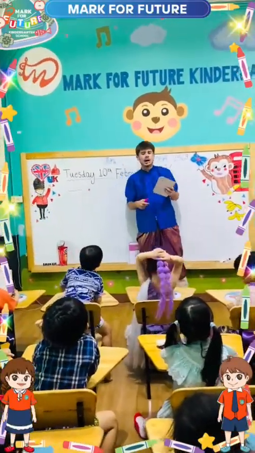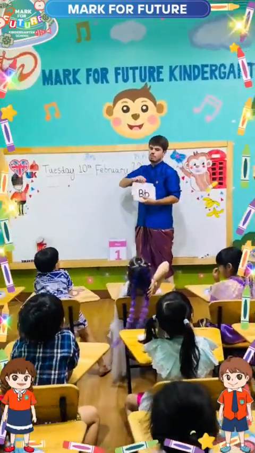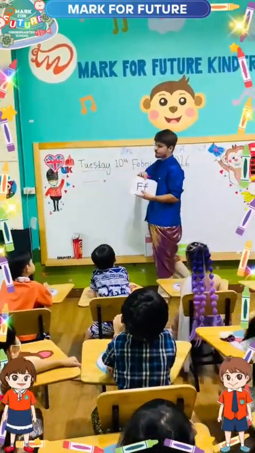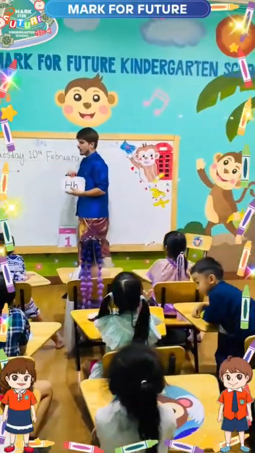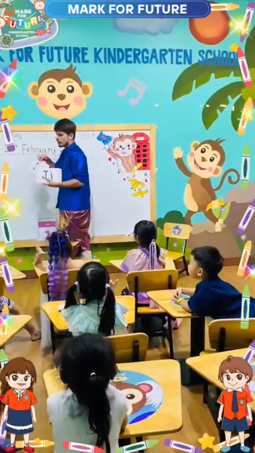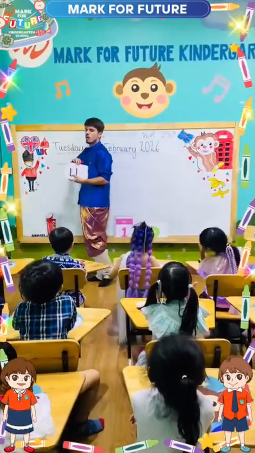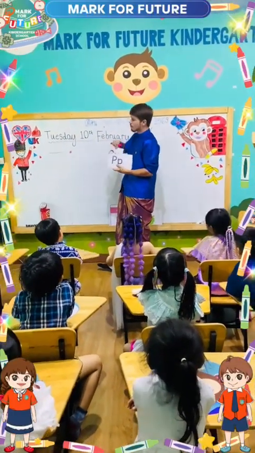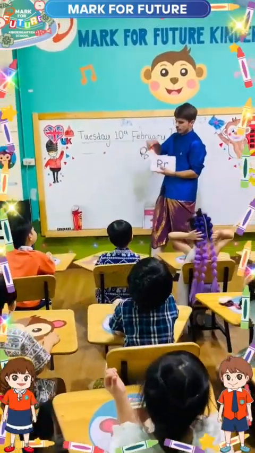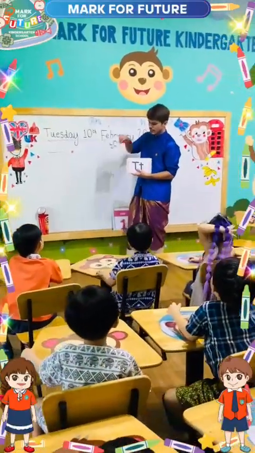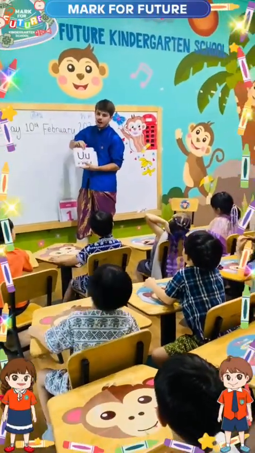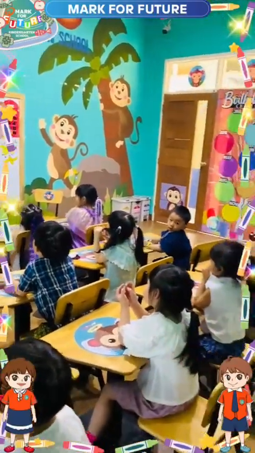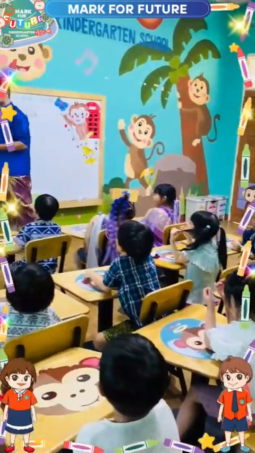And then the small alphabet is A, B, C, D, F, G, I, J, K, L, M, N, O, P, Q, R, S, T, U, V, W, X, Y, Z.